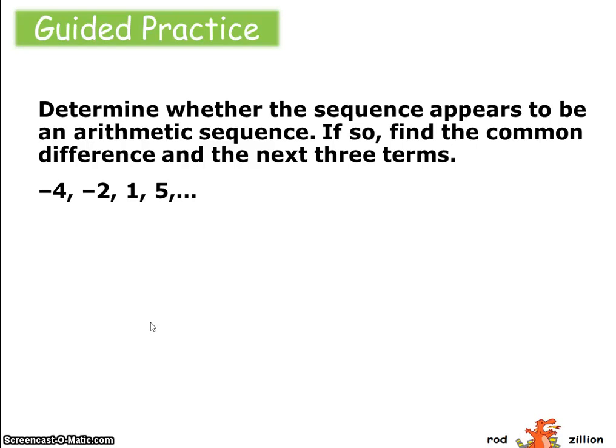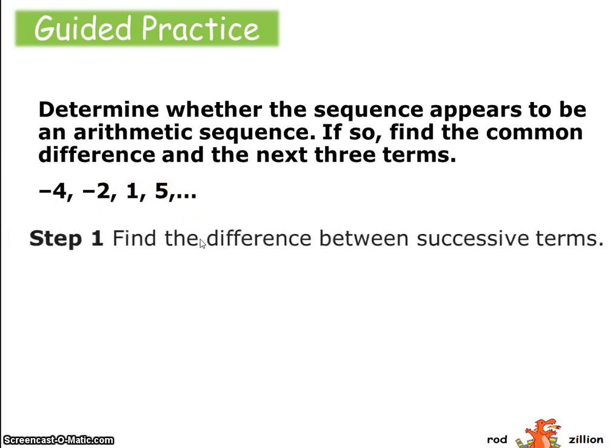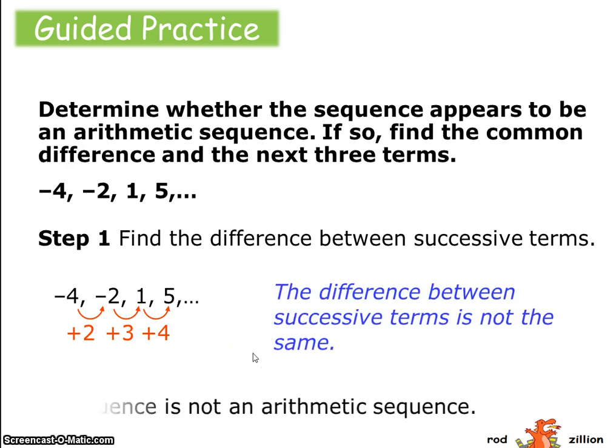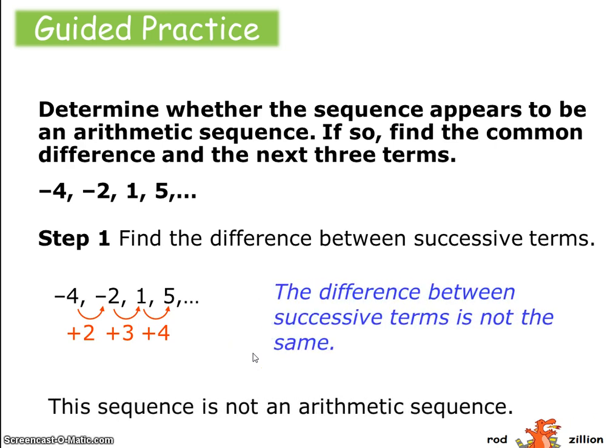Well, there you are. Okay, so I hope that you saw to go from -4 to -2, and -2 to 1, and 1 to 5, that this indeed is not an arithmetic sequence. That's +2, +3, +4. There's no common difference here, so this is simply not an arithmetic sequence.